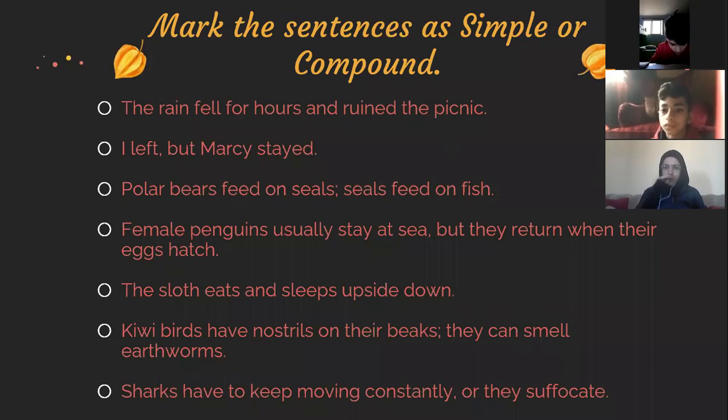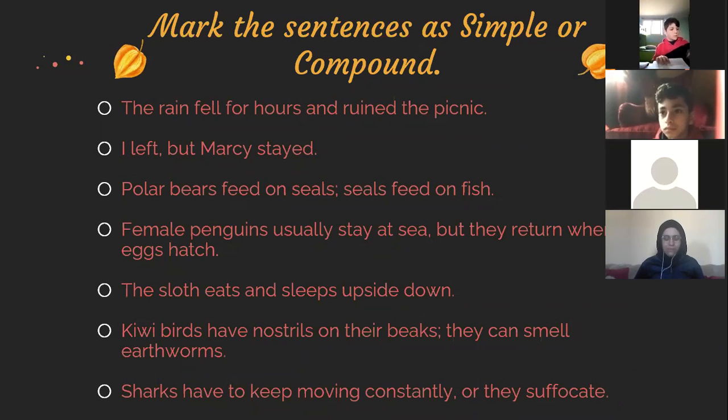Hi, Rasha, sentence number one. Can you read it, please? The rain fell for hours and ruined the picnic. It's a compound sentence. Why? Because there are two sentences combined with each other with and. Okay, can you give me now these two sentences? What is the first sentence? The rain fell for hours.